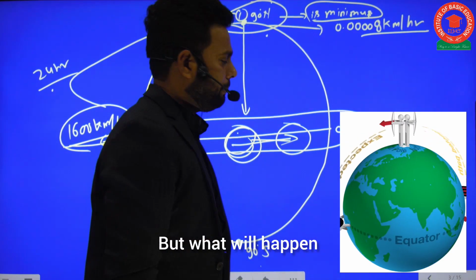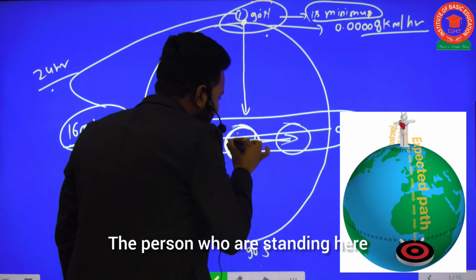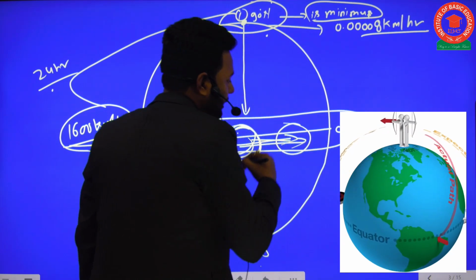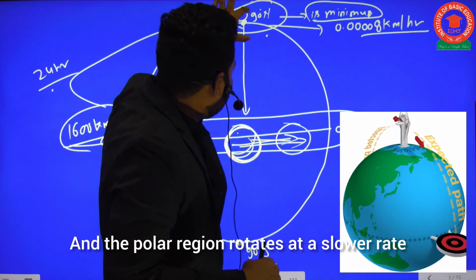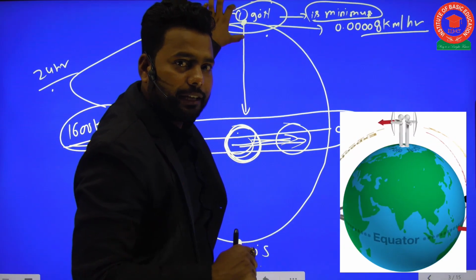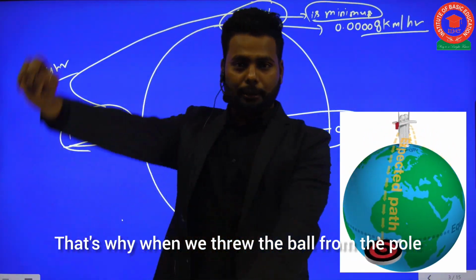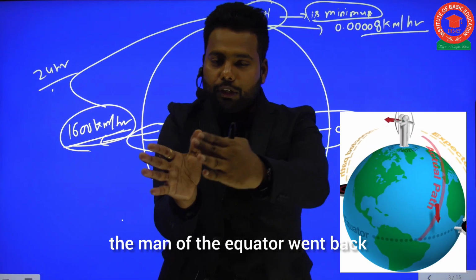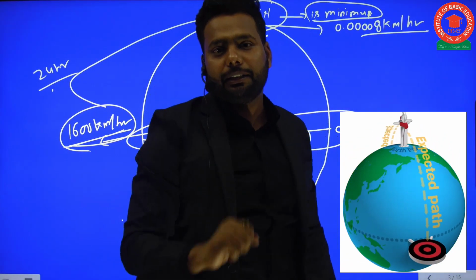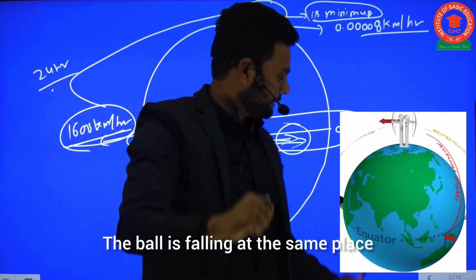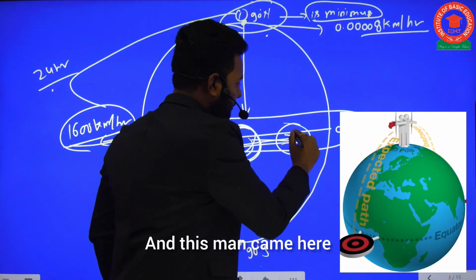But what will happen? The person who is standing here, they rotate, because the equator rotates at a faster rate and the polar region rotates at a slower rate. इसी वजह से क्या हुआ कि जब हमने पोल से बॉल को फेंका तो इक्वेटर का आदमी पीछे चला गया, तब आगे बढ़ गया, और बॉल तो वहीं गिरी. बॉल वहीं गिर रही है सेम जगह पे, यहीं पे, और ये जो आदमी था वो यहाँ आ गया.